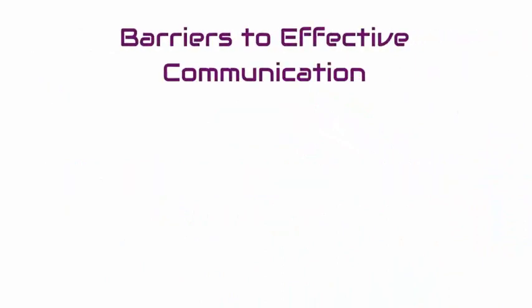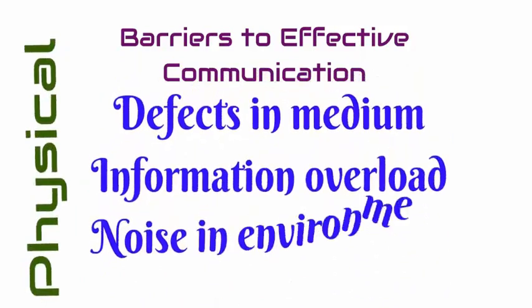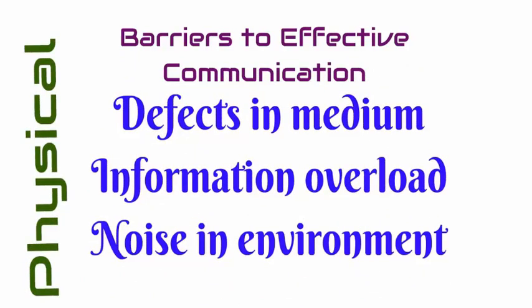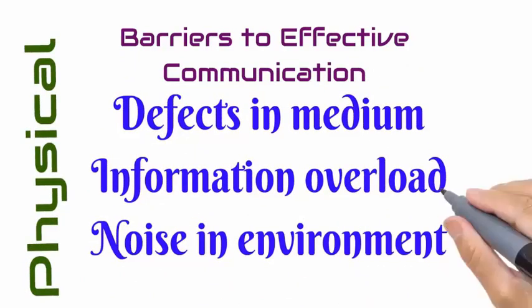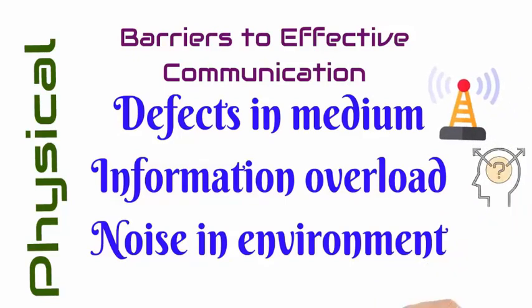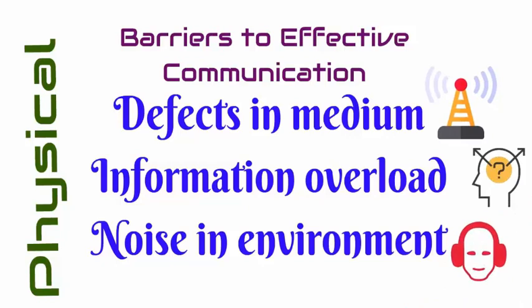At times, there are different faults in communication which can become barriers in getting the correct message across. One of these is physical barriers. These may be due to defects in the medium used for communication, which may distort the message, delay delivery, or lose the message completely. Another reason may be because there is way too much information or noise in the environment.